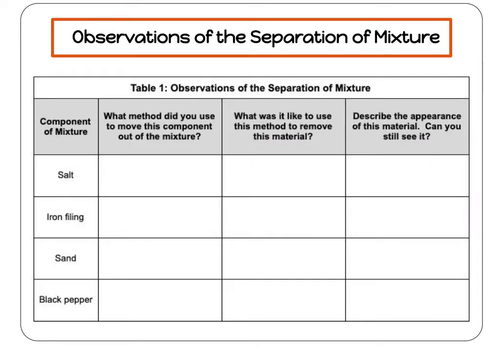Make sure all of your observations are recorded in Table 1 once you finish separating your mixture. What was the final material left? Which method removed each material? What was it like to use magnetism, static electricity, and solubility to remove materials? Can you still see all of your materials? These are all important observations for us to keep track of in this investigation.